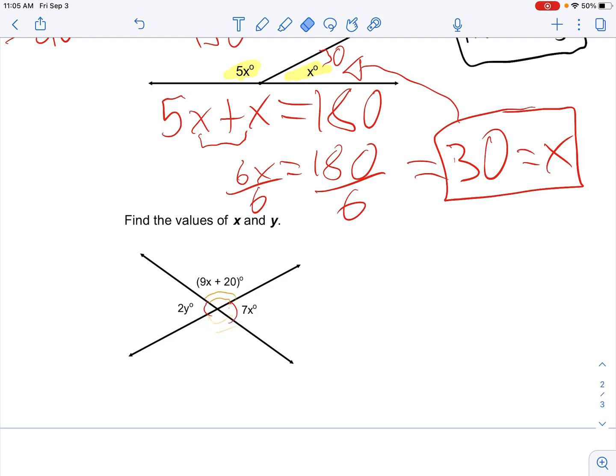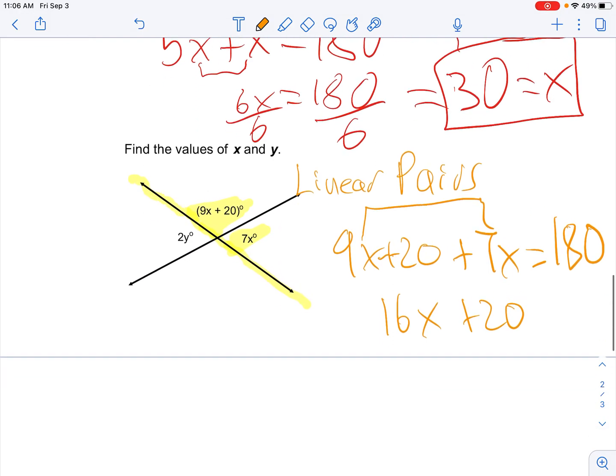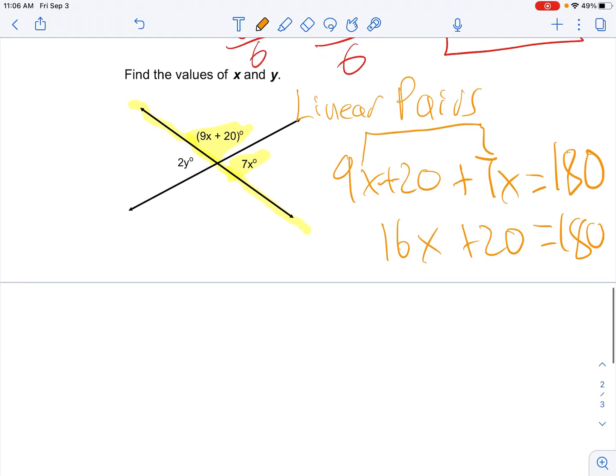Besides looking at vertical angles, what about if we said something about linear pairs? Because I see that, hey, this is a straight line, and I know that this angle plus this angle has to equal 180 degrees. So I'm going to take my little angle plus my other little angle, and it's going to equal 180 degrees. 9x plus 7x is 16x. I still have 20. Haven't done anything with that 20 yet. Subtract 20, subtract 20.